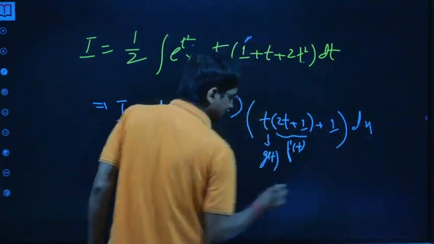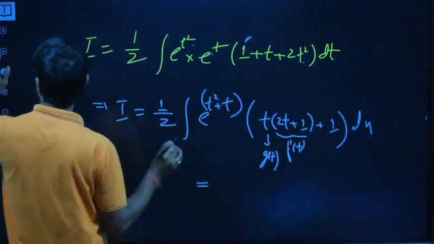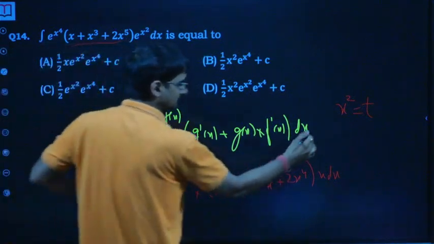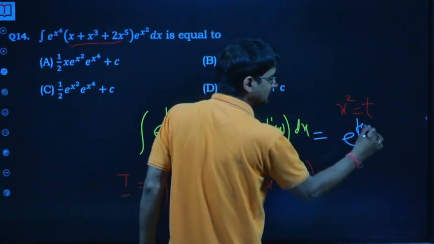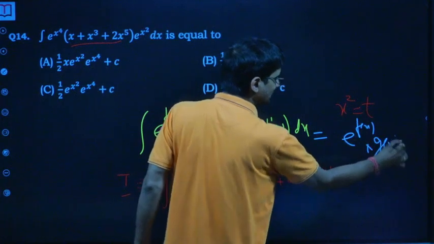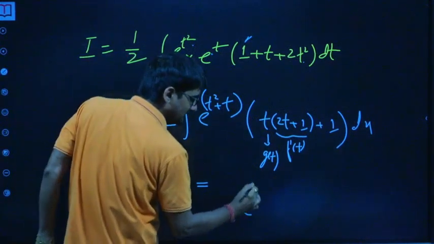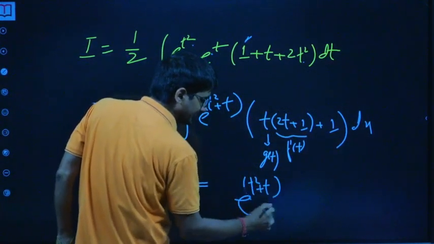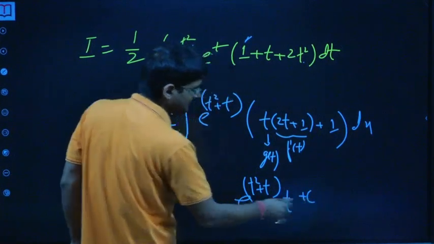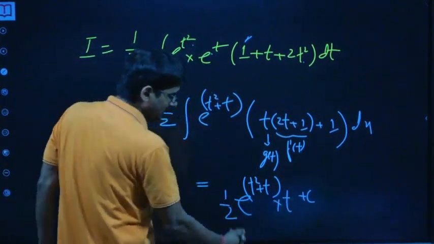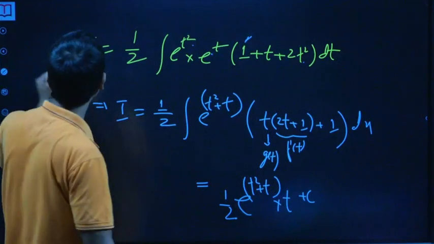We got it. So the answer is simply, did I write here? No, I didn't. So here in that case, the integral of this is f of x into g of x plus c. So the answer is e raised to the power t square plus t into t plus c, and then you replace half times, of course, and then you replace t by x square, and we will get the answer.